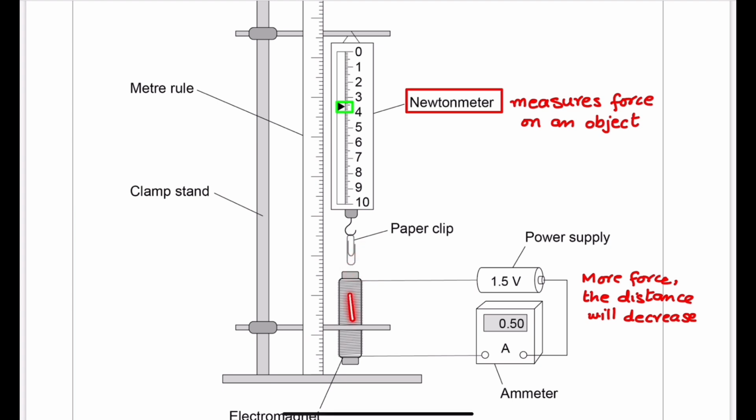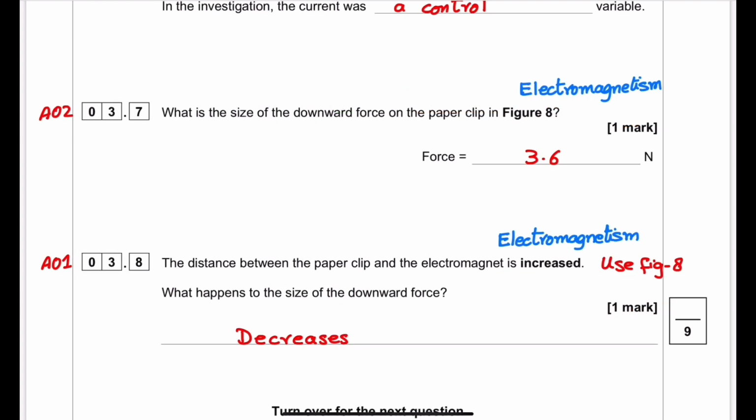If the downward force is decreasing, there is less force of attraction on the paper clip. If there is less force on the paper clip, therefore the paper clip will start moving upward, and the distance between the paper clip and the electromagnet will increase. So the value of the downward force will decrease. As the result of that, the distance between the paper clip and the electromagnet will increase.